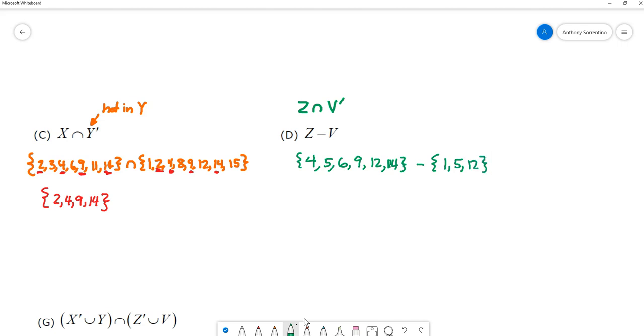Now with sets, because Z doesn't contain 1, if I'm getting rid of 1, well, I don't have it to get rid of, so it isn't like any kind of negative occurs or anything. So the 1 doesn't really affect me in anything for V. Now, when I go to do the other ones, 5 is in Z, and since it's in V, I want to get rid of it. And same thing with 12. 12 is in V, so I would get rid of it. So the final answer for this would be 4, 6, 9, and 14.